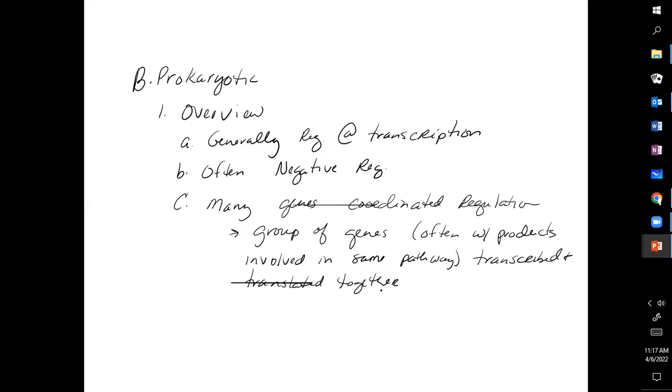So if you think about this, if we've got DNA, here's our level of DNA. In coordinated regulation, you might have gene A, gene B, gene C, and they're all under the control of the same promoter. So all 3 of them are transcribed together, and then they're translated together. We call this system where we have genes under the control of the same promoter an operon. And this is specific to prokaryotes. We don't see operons in eukaryotic systems.